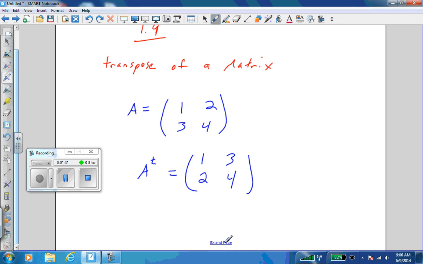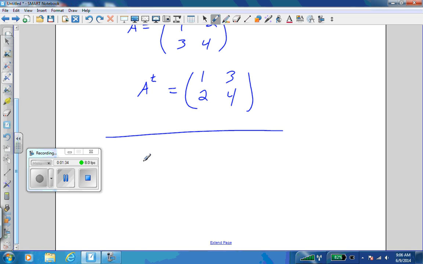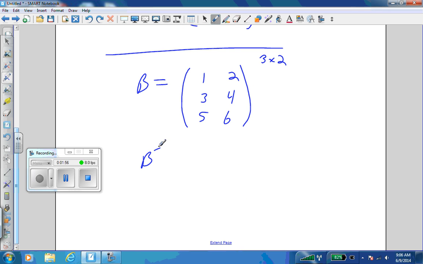Now, a matrix doesn't have to be a square matrix. Every matrix has a transpose. It doesn't have to be a square matrix or invertible or all of that. So let's suppose we have this matrix, which, keep in mind, is a 3 by 2 matrix. 3 rows, 2 columns. And then the transpose of that will be a 2 row by 3 column.